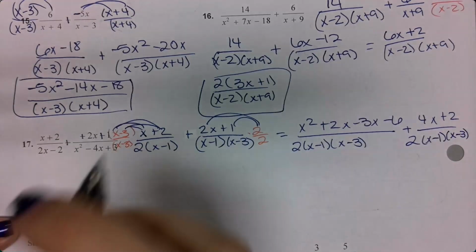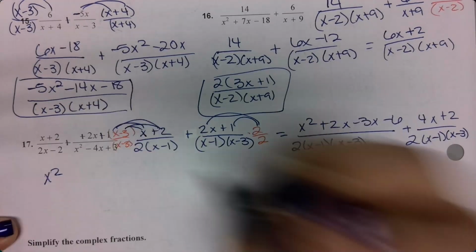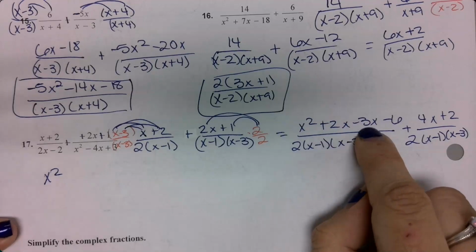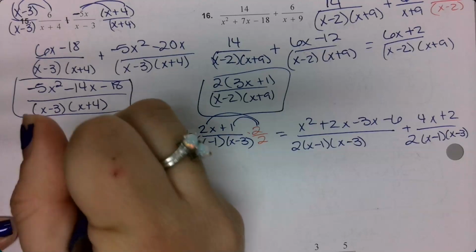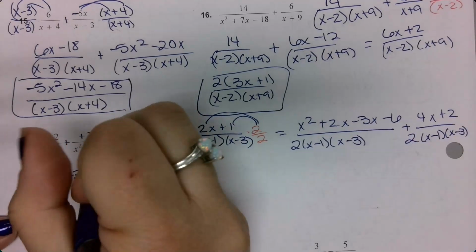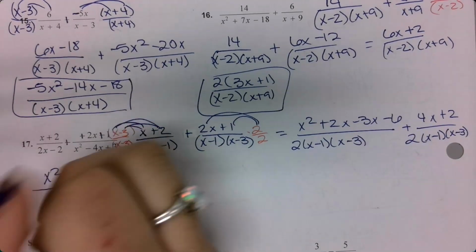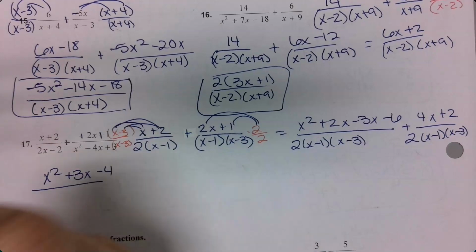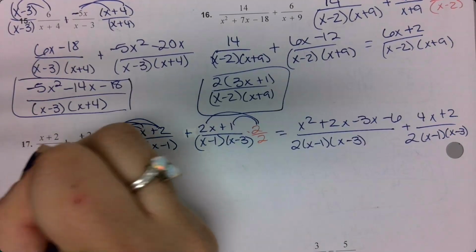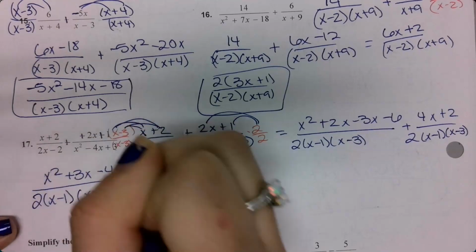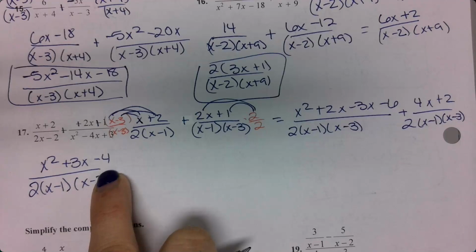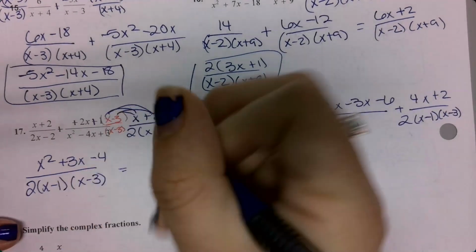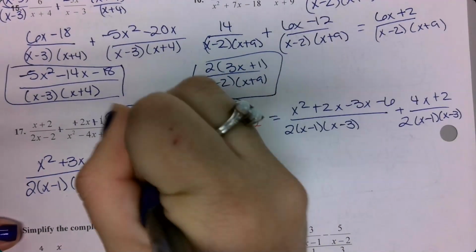Then I'm going to go ahead and combine like terms. So I have x squared. 2x minus 3x is negative x, plus 4x is 3x. Negative 6 plus 2 is negative 4 over 2 times x minus 1, x minus 3. I want to see if I can factor this. I'm looking for two things that multiply to negative 4 and add to positive 3. I can. That's going to be negative 1 and positive 4.